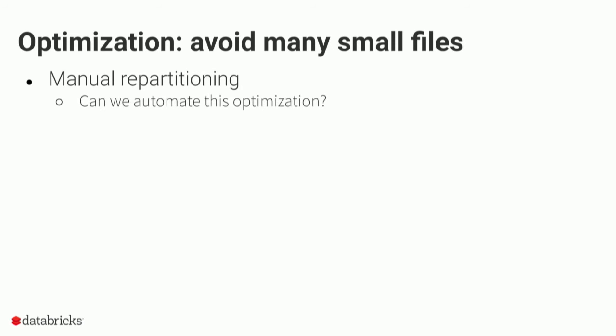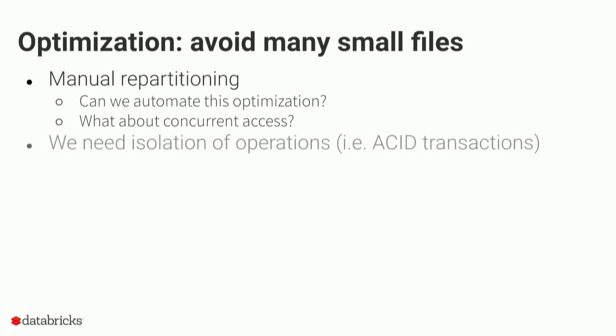I mean, ideally, we want to automate this process. But like I said, what about concurrent access? Are you just going to tell everybody, okay, stop touching the data? If you have many different teams in an organization, this does not scale. You cannot tell everybody, okay, stop touching the data, we're going to be repartitioning now. It doesn't work. What you're going to need is some form of isolation of your operations.